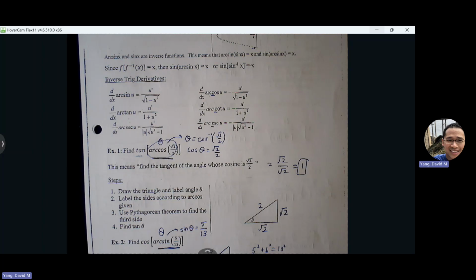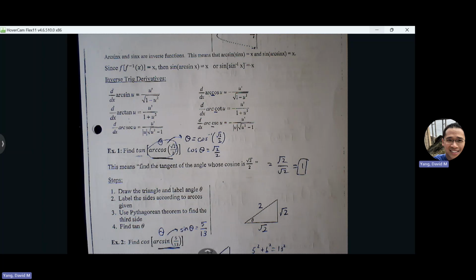Okay. From here, I like to go to the most complicated one. The most complicated one is the arcsecant. It's got the square root, it's got the minus sign, it's got the absolute value. So we know there's an absolute value of u here. There's a square root, and then there's some combination of u squared and 1.